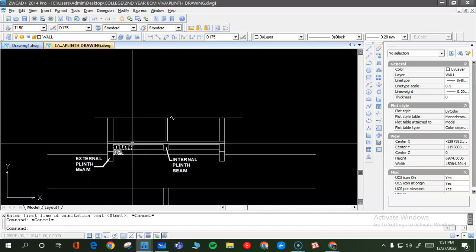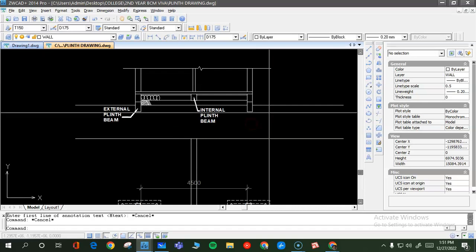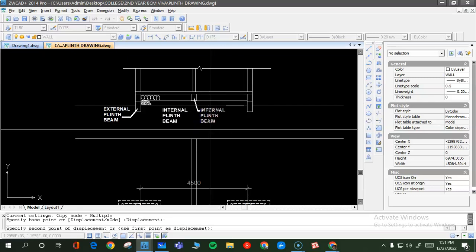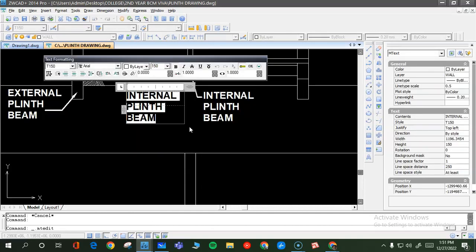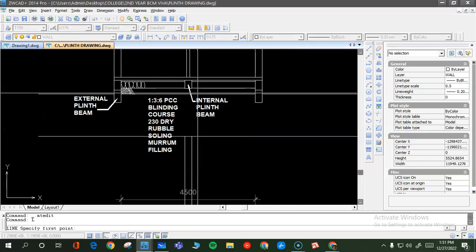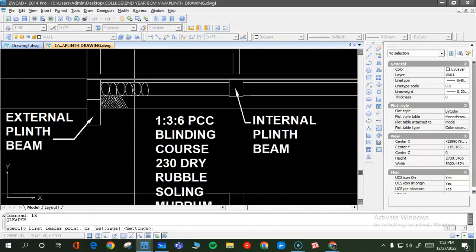Then here write what these layers are. So you know how it is written, all these things. What you have to do is write in one single line and then give the arrows. For example, here you have to write 1:3:6 PCC. Below that you should write blinding course. Below that you should write 230 dry rubble soling, and then you should write murum filling. So all this should come in one line like this, and then with the help of the arrow you can indicate what is each part.